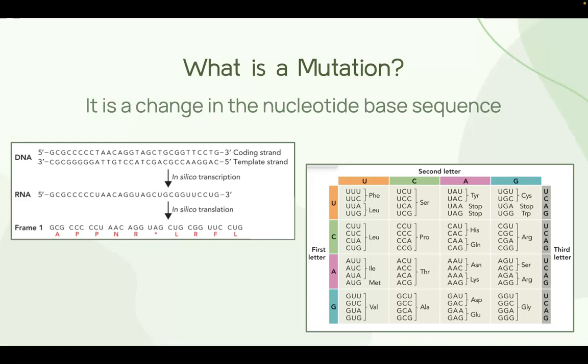If an amino acid is incorrect, as it would be in a mutation, it can affect the structure and function of the protein because amino acids have different properties.